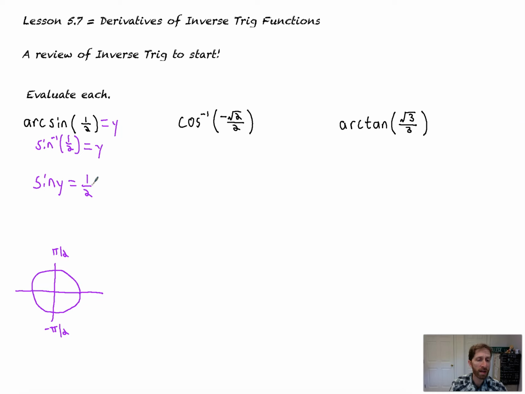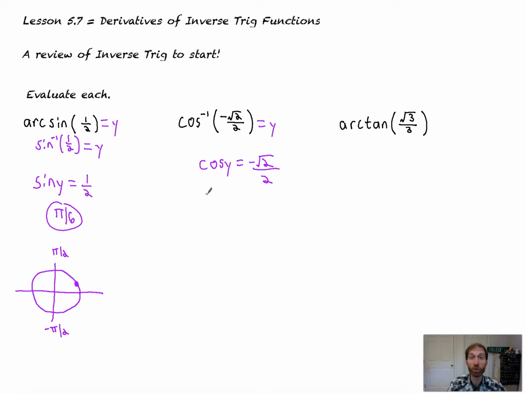So where is sine equal to 1/2 on this interval? It'd be right here at pi/6. So that would be pi/6 is equal to arcsine of 1/2. Cosine inverse of -√2/2, that's the same as saying, well, let's set it equal to y. The cosine of y is equal to -√2/2.